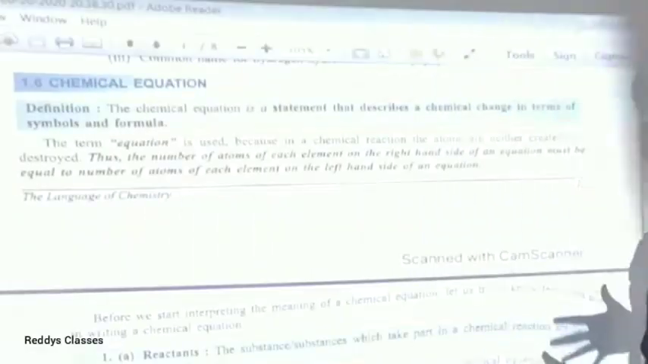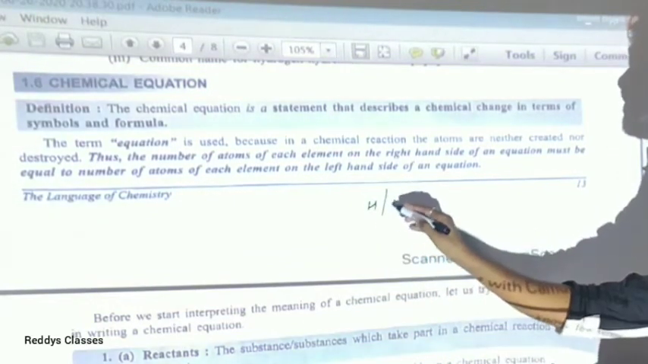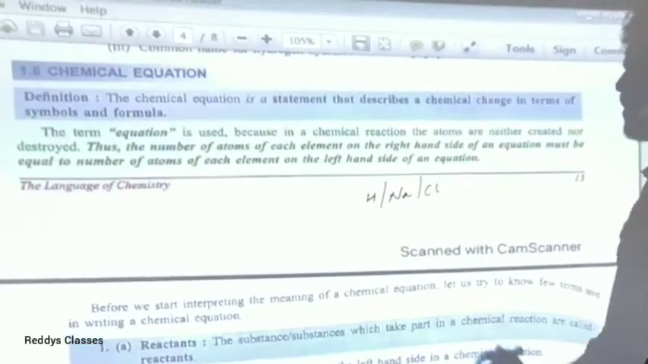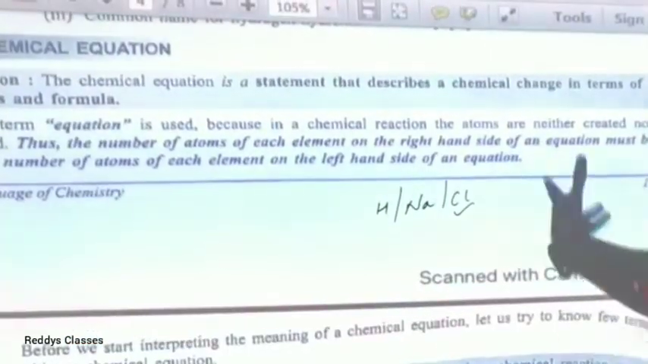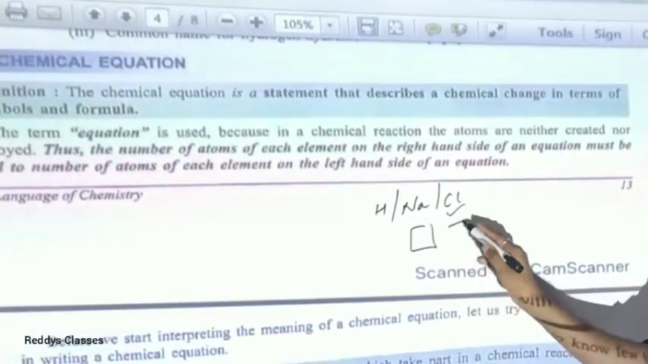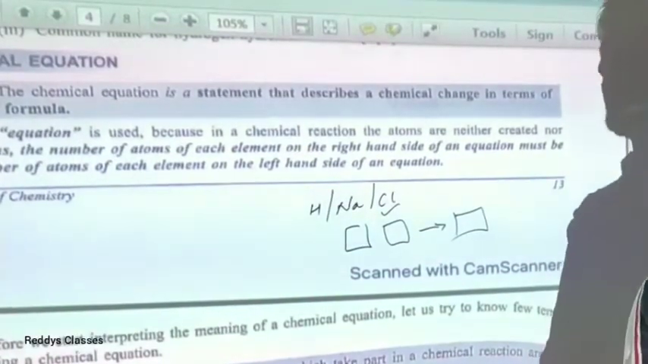As we studied symbols, we know the symbol for hydrogen is H, that of sodium is Na, and that of chlorine is Cl, etc. We studied the symbols, so we have formulas also. If we combine two symbols, we get one compound. So let us study what we mean by a chemical equation.